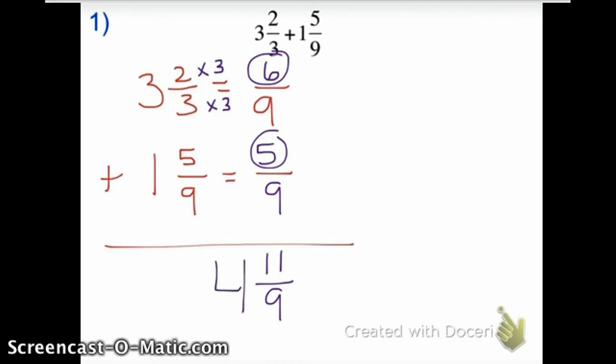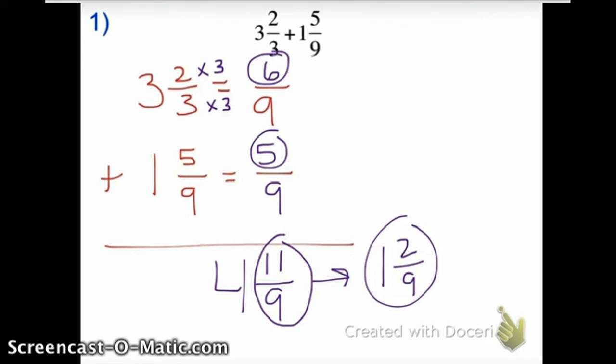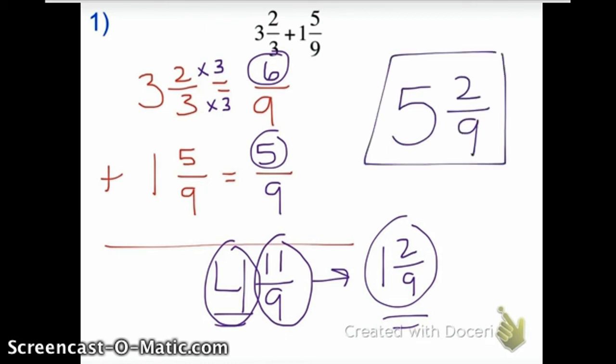I can definitely not leave my answer like this because this is an improper fraction. So I first change this into 1 and 2 ninths. But now you need to add that 1 and 2 ninths onto the 4. So 4 plus 1 and 2 ninths, my final answer is 5 and 2 ninths. 2 ninths is lowest term, so you're good. But again, the most common mistake is kids do not switch this into a mixed number and then add it on to the whole number.